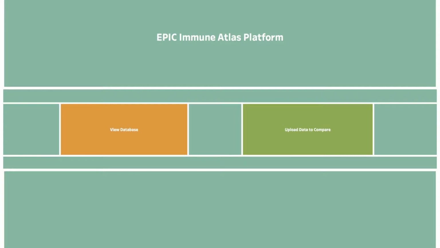Hello everyone, my name is Panlu, and today I'm going to demonstrate to you our EPIC Immune Atlas platform. EPIC stands for Extended Phenotypic Immunome Characterization. So in this platform, we have a database which consists of 114 healthy individuals, ranging from cord blood samples to newborn individual samples and all the way to adult samples.